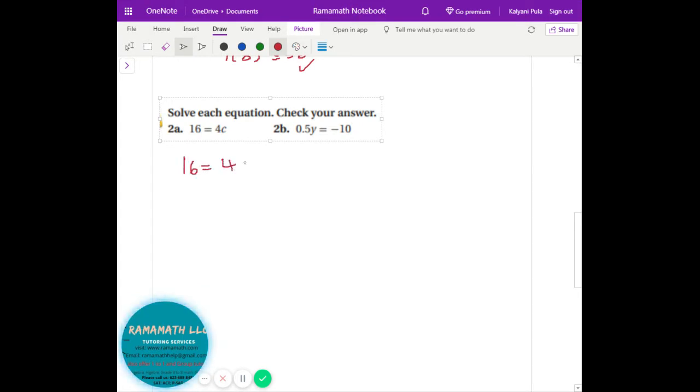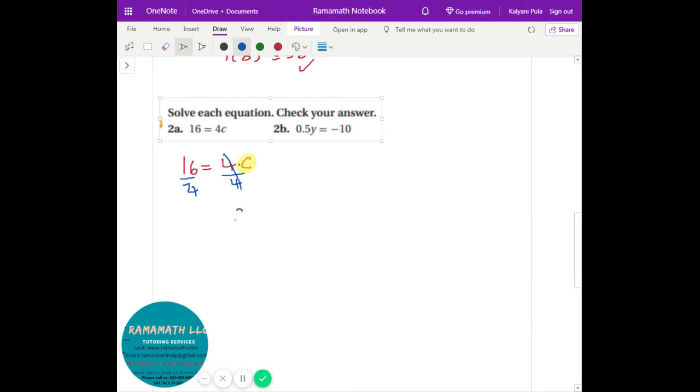As we move on, I'll start to minimize the steps. But right now, at the beginning, I'm going to write it out. So we're looking to find the value of C. The 4 is right next to it. 4C means 4 times C. Since it is 4 times, I'm going to divide by 4. And when we divide, we have to divide on both sides.